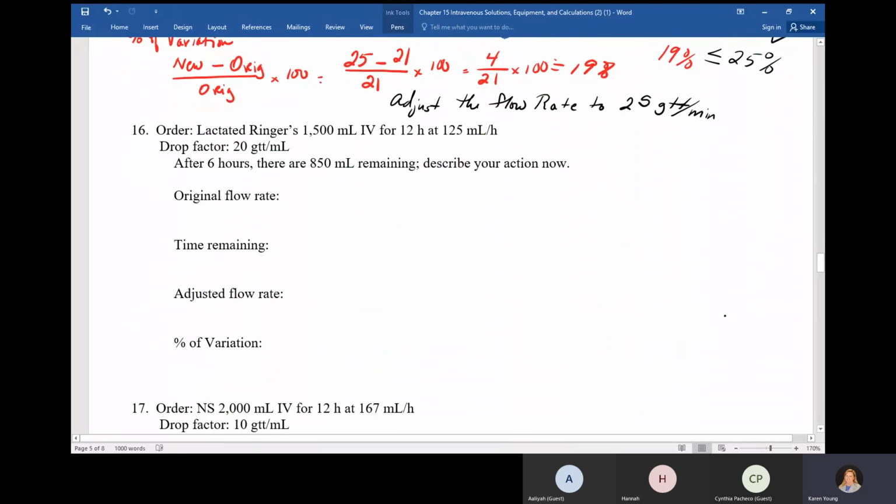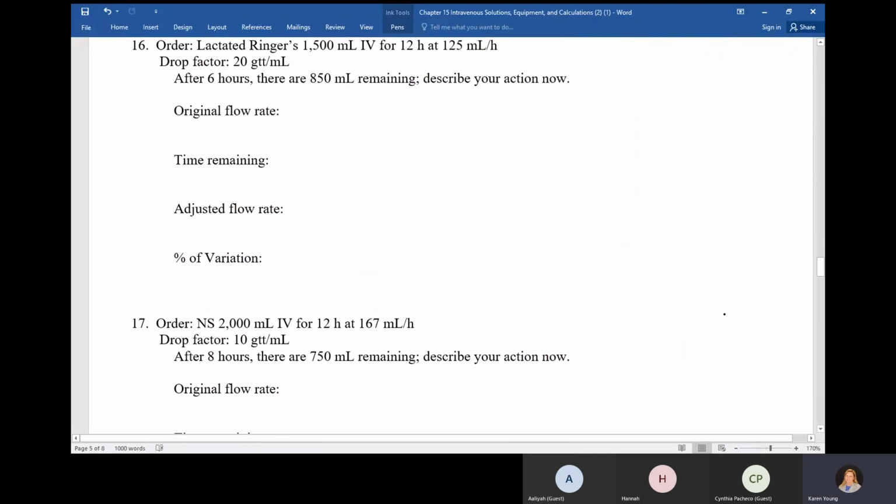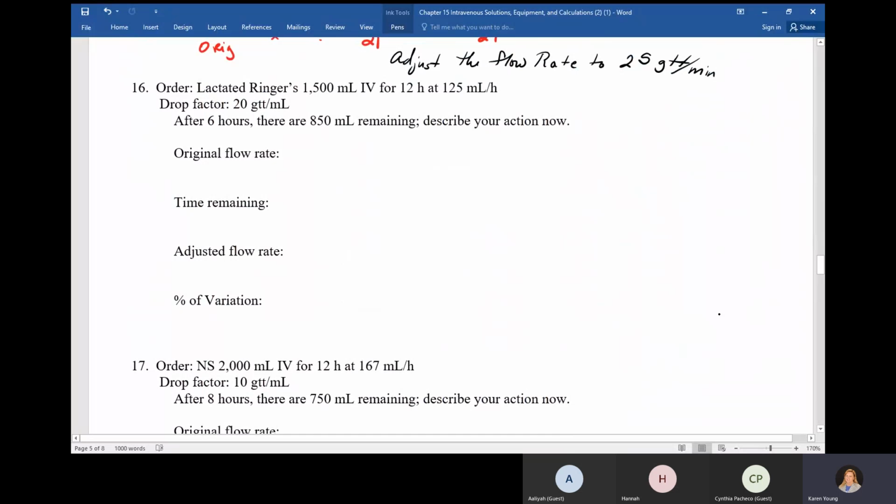Let's do another one of these. And this one's set up in steps, it makes it easier. So the order is lactated ringers, 1,500 milliliters IV for 12 hours at a rate of 125 milliliters per hour. After 6 hours, there's 850 milliliters remaining. Describe your action. All right, so we've got 12 hours total.